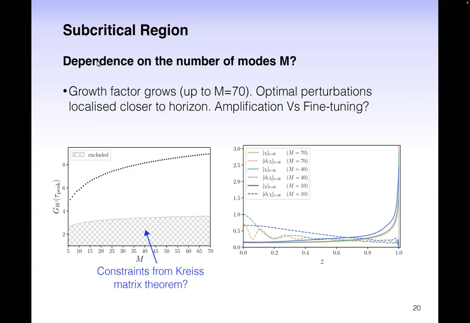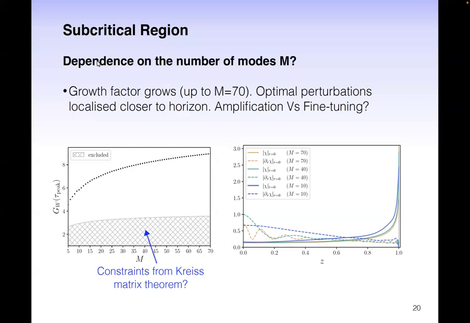But having said that, as we increase the value of m, we see that the initial perturbation is more and more peaked close to the horizon. So probably you can't really see that well, but the blue solid line is for m equal to 10, and the orange line is for m equal to 70, and you see that the orange curve is peaked much closer to the horizon. So there is this question of how much amplification you want and how much fine-tuning you're willing to do.